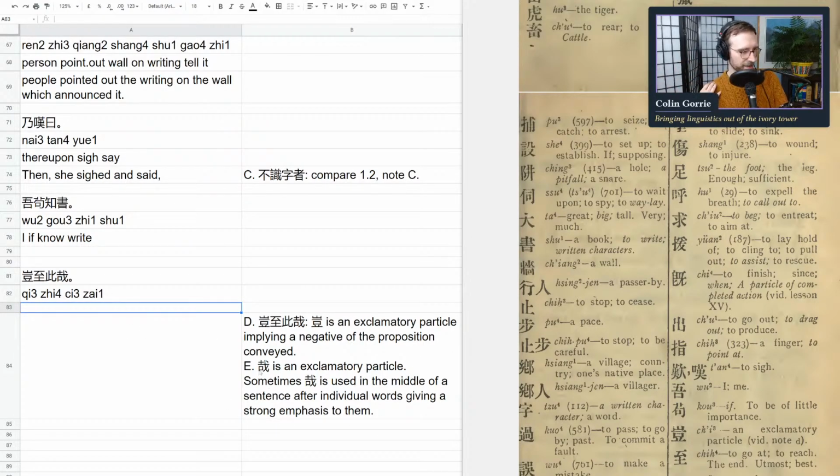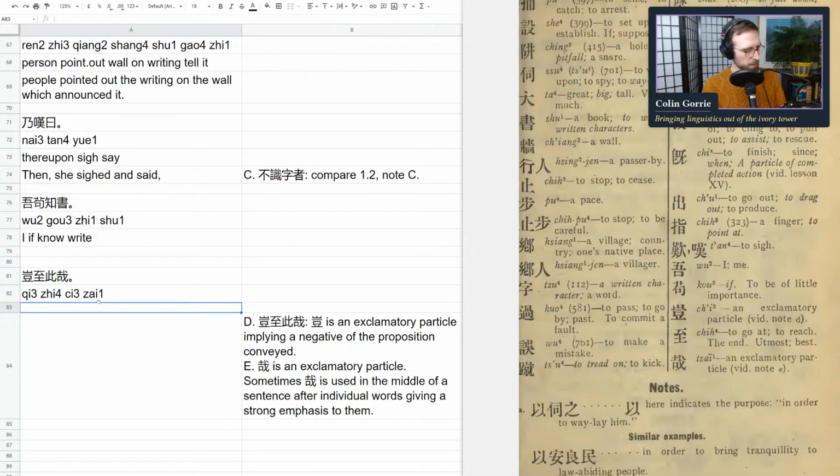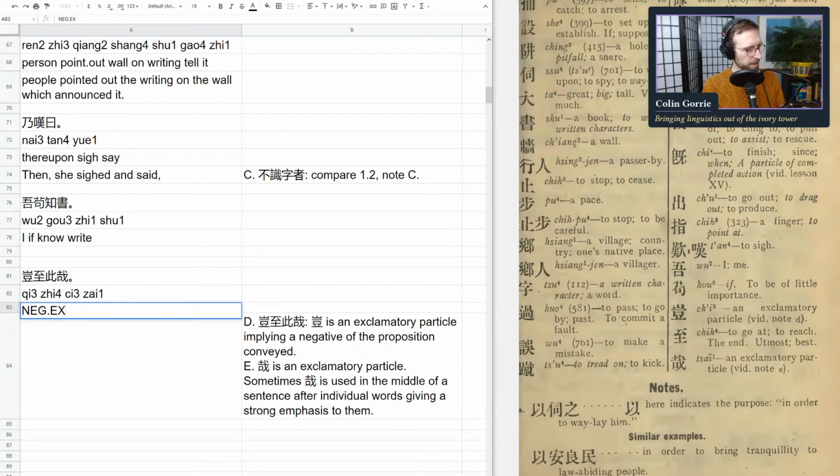We have also at the end another exclamatory particle. So the crucial bit of the meaning will be the middle. 至, to go at, to reach. And 子, which is a demonstrative. So we can say something like this negative exclamatory particle, and then 至. We have actually a lot of different diverse meanings here: to go at, to reach, the end, utmost, best.